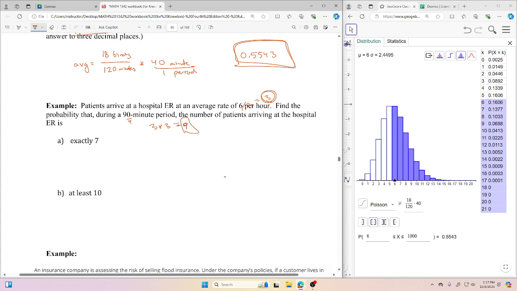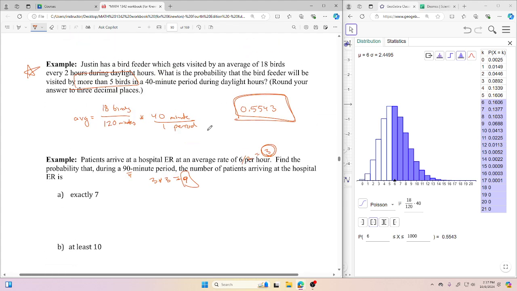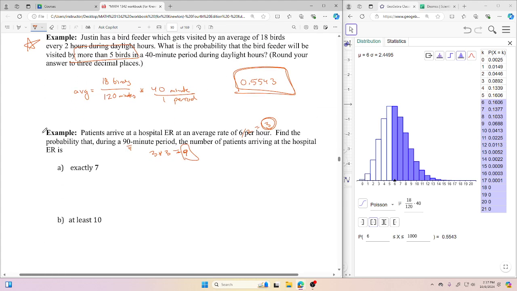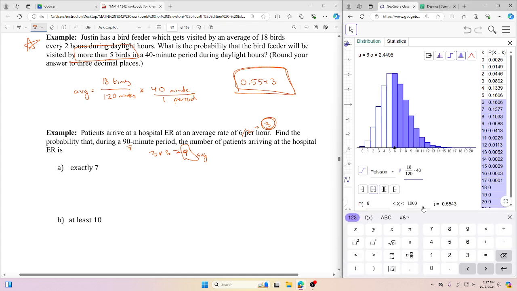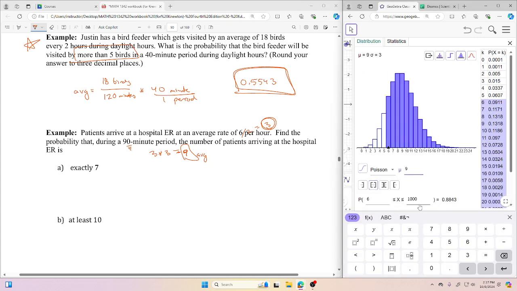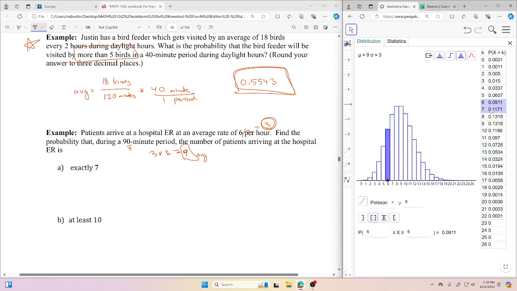You're good? Okay, good. And then we don't have to overcomplicate it. If you want me to do it by hand, I will mostly for birds, trains, but this one was an easy one. So this is my average, and this is what I'm going to be putting into GeoGebra. So I got an average of 9 per 90-minute period. And they're saying, what's the probability of exactly 7? So I'm going to put in 7 and 7, and we're done, basically. So there it is. Ta-da!